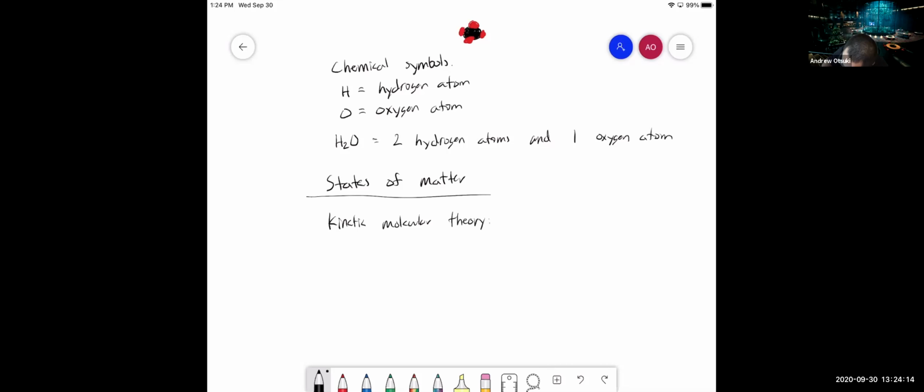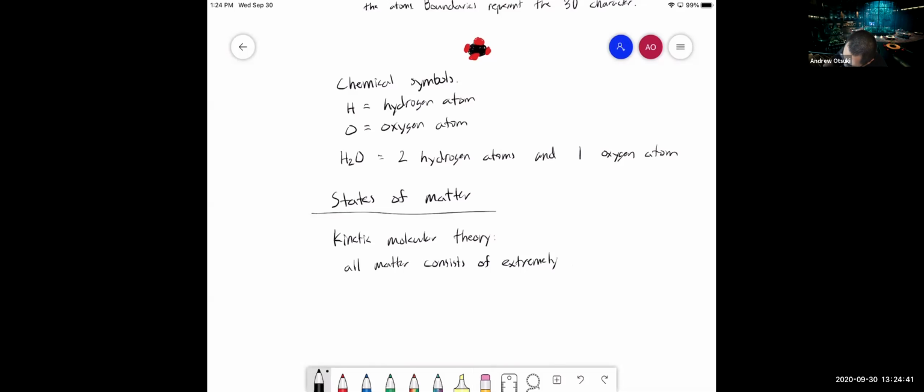What that says is all matter consists of extremely small, or sorry, let's say tiny particles that are in constant motion.